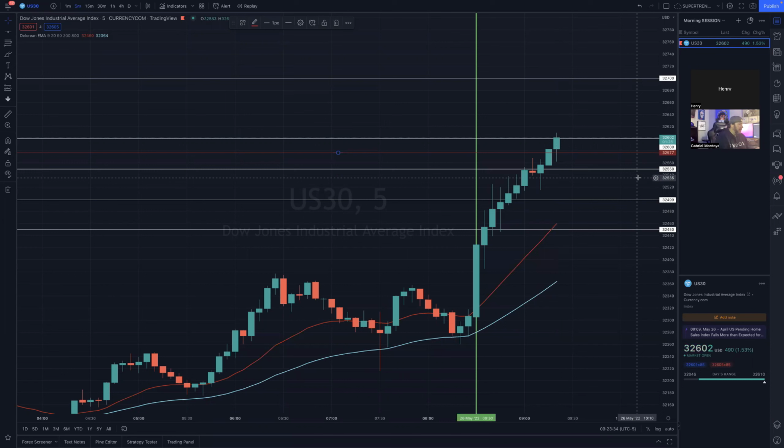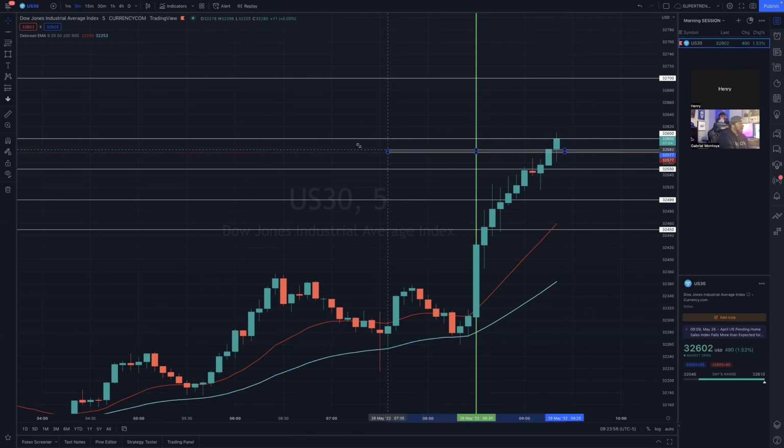Pull back. We're looking for just a small pullback into this zone here. Okay, this is literally the pullback zone that I want her to come into. Okay, if she comes into this zone, we're going to set up 32,600 for a slingshot.